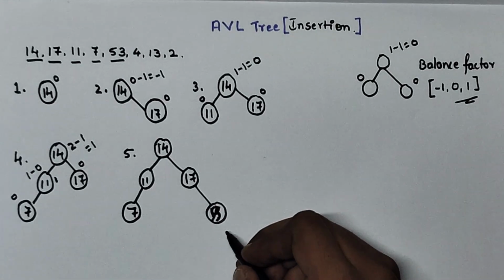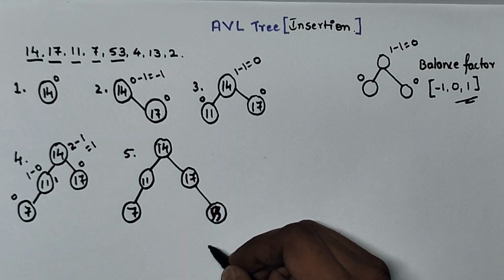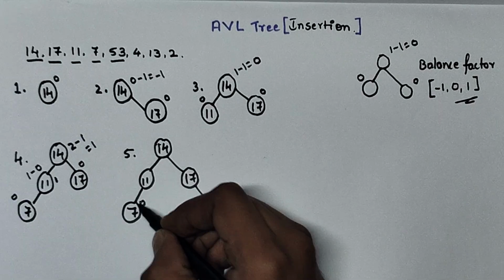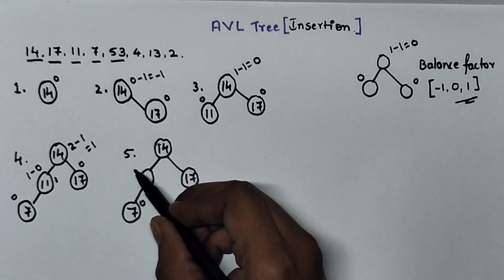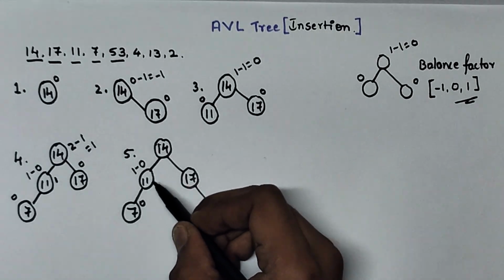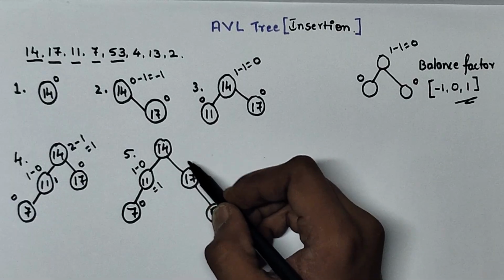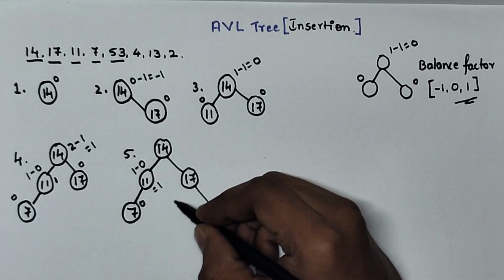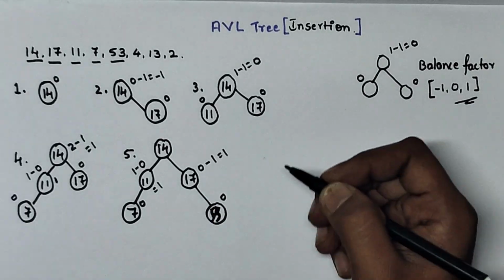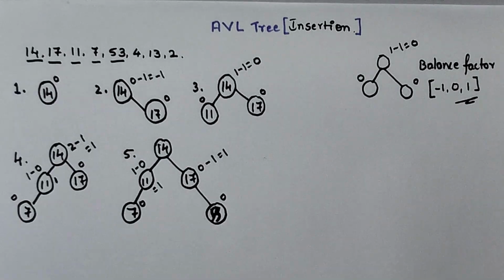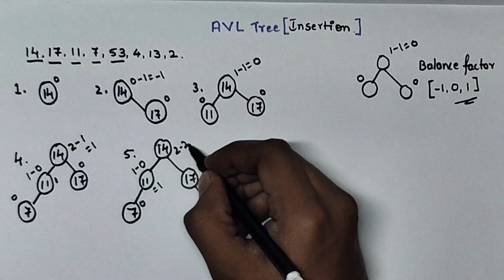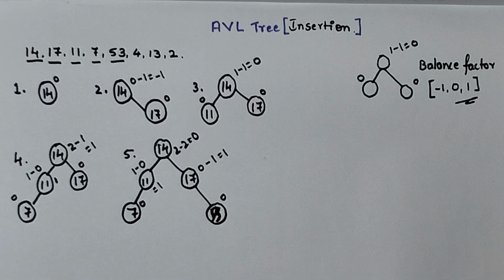Now find the balance factor. This 53 does not have any child, so its balance factor is 0. 7 also does not have any child, so it is 0. For 11, one left child is there and no right child, so 1 minus 0 will be 1. Next for 17, no left child, so 0 minus 1 right child, which will be minus 1. This is also allowed in the balance factor range. Next for 14, 2 on the left side and 2 on the right side, so 2 minus 2 will be equal to 0. So this is also allowed.